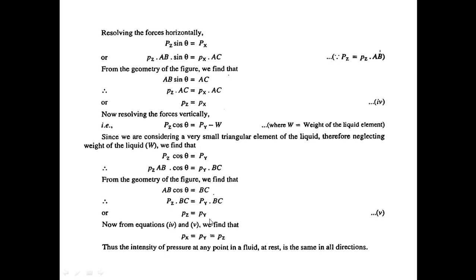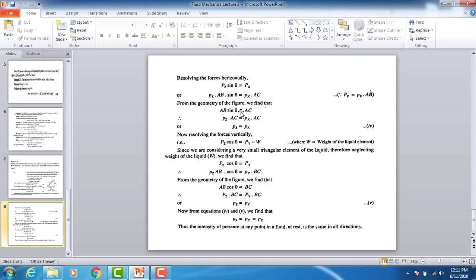Now from equations 4 and 5 we find that Px equal to Py equal to Pz. Since Pz equal to Px and also Pz equal to Py, this means Px equal to Py equal to Pz, and thus the intensity of pressure at any point in a fluid at rest is the same in all directions, which is the proof of Pascal's law. And this is the end of today's lecture.